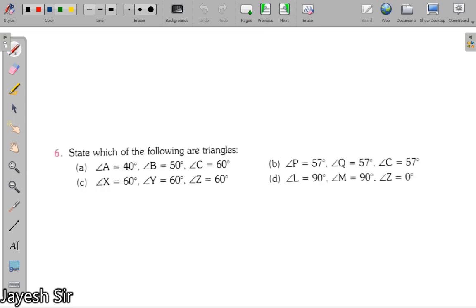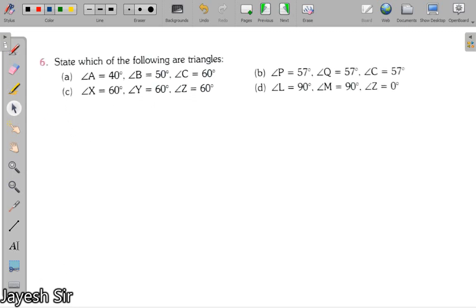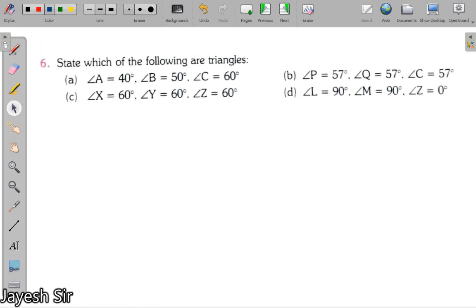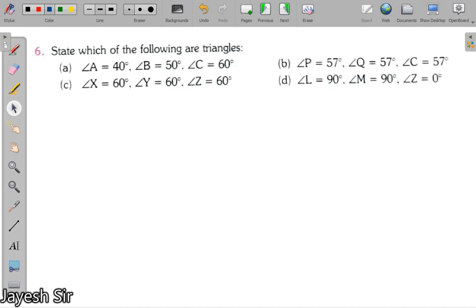Now moving on to the next question. Next is question number 6. Question number 6 is: which of the following are triangles. You are given a pair of three angles, and you have to determine which of the following pairs will form a triangle. So what you do is you add all the given angles. If the sum is 180 degrees, then that pair will form a triangle. Otherwise, it will not be forming a triangle.